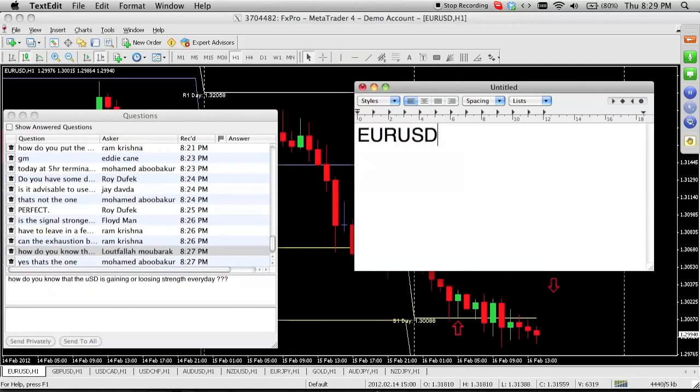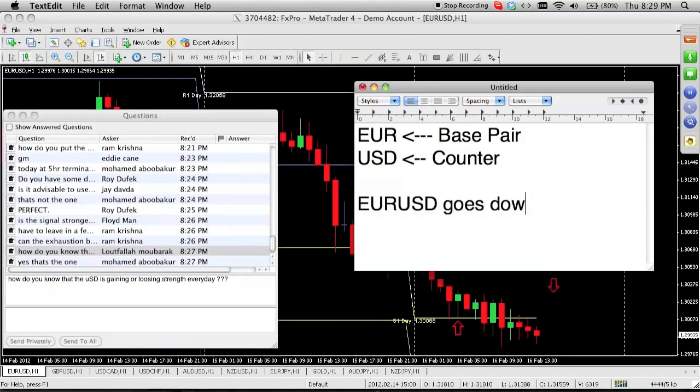like Euro USD, whatever you see on the left is called the base pair, and what you see on the right is called the counter. So if the Euro USD goes down, that means the US dollar has strength.